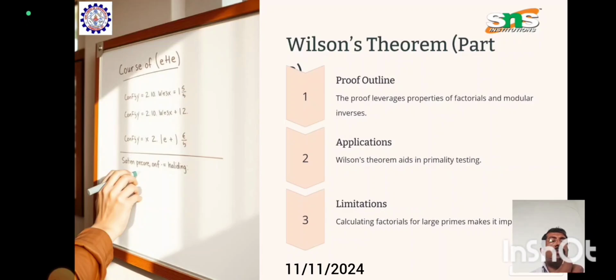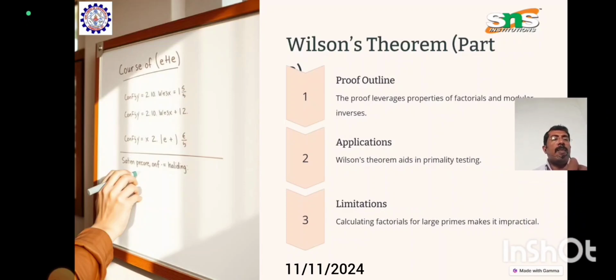As an application of Wilson's theorem, we can say it aids more in cryptography; it is primarily used in primality testing areas. But even Wilson's theorem has its own limitations. Calculating factorials of large values, for example large prime numbers, makes this impractical to work with. So that is the limitation of Wilson's theorem.